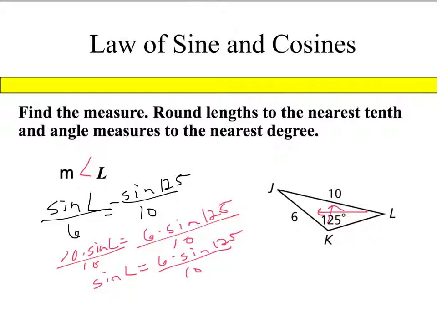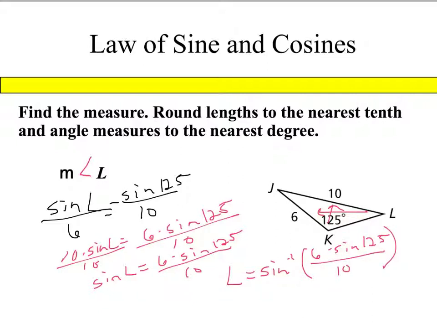Now, how do I undo the sine symbol? Because I want to get L, the measurement of angle L. How do I find the angle measurement going backwards in trigonometry? Inverse! Yes, it is the inverse! So when I do this, the angle L is equal to the inverse of sine of 6 times sine of 125 all over 10, and I get my answer.